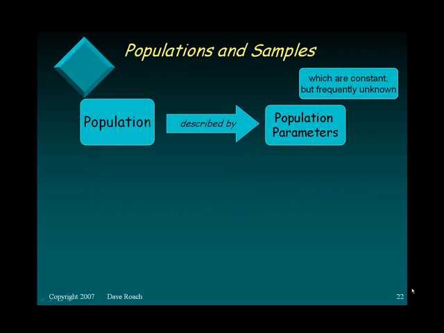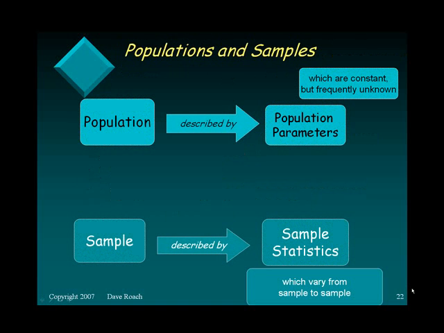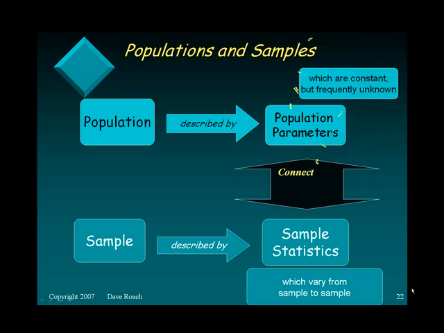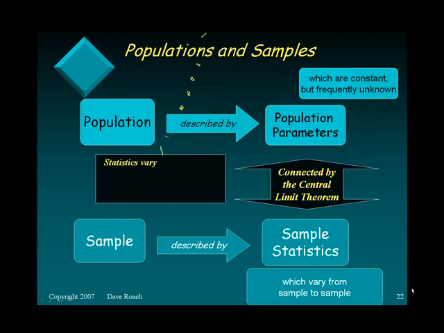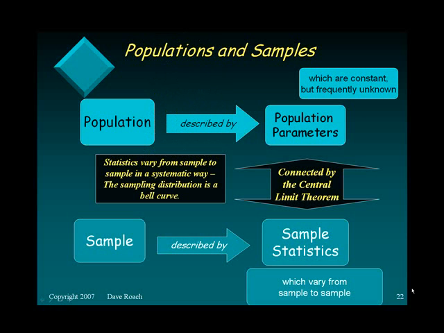Now we'll come back to our usual graphic here. We've got the population described by population parameters, which are constant but usually unknown. We have a sample described by sample statistics, which we can compute from a sample and which vary from sample to sample. Typically, we're going to take one sample, compute the statistic from that sample, and use it to estimate the population parameter. That connection is going to be via the central limit theorem, which helps us understand that statistics vary from sample to sample in a systematic way. Specifically, the sampling distribution is a bell curve.